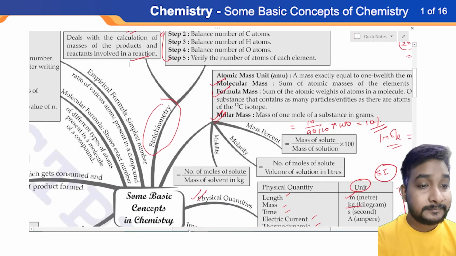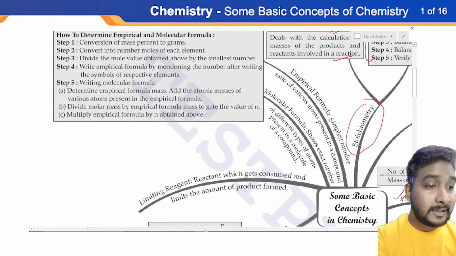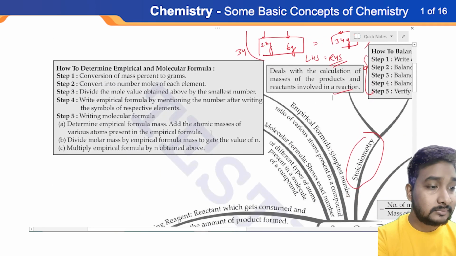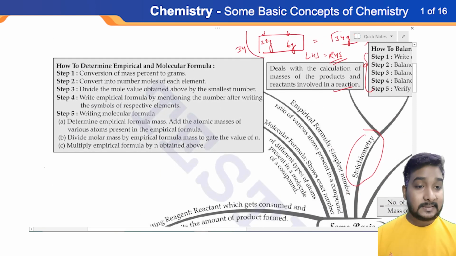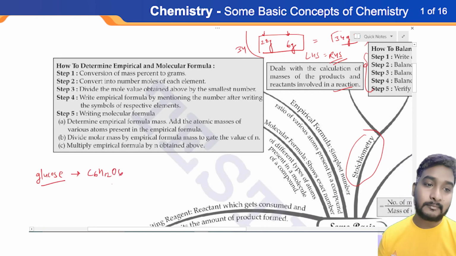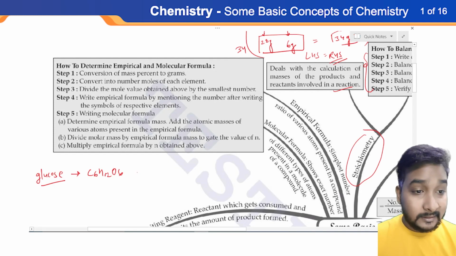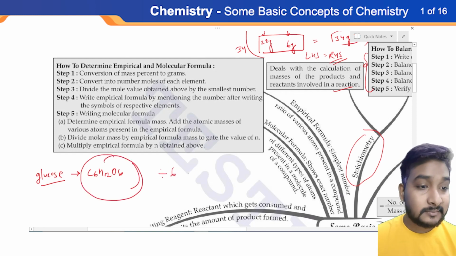Now next thing is empirical formula and molecular formula. I'll explain this point with a very simple example. Suppose I'm talking about glucose. What is the formula of glucose? That is C6H12O6. The number of carbon is 6, number of hydrogen is 12, and number of oxygen is again 6. But if I divide this formula by 6, I'll get CH2O.